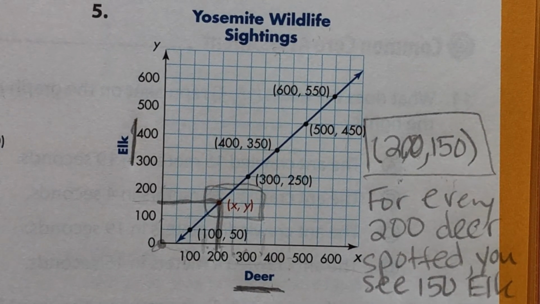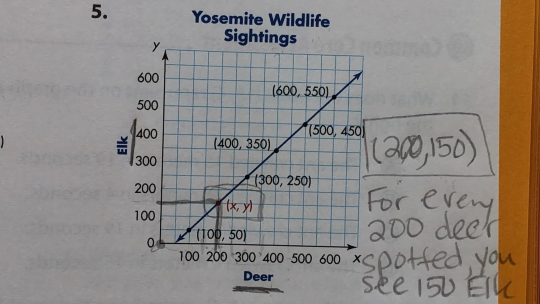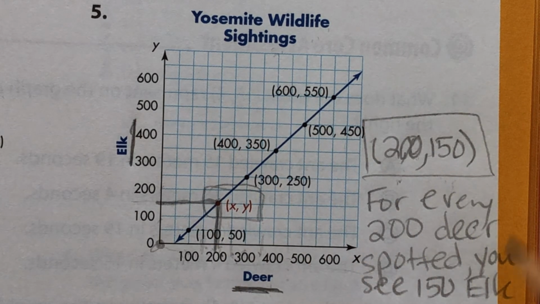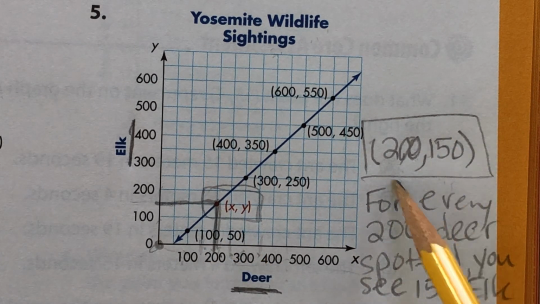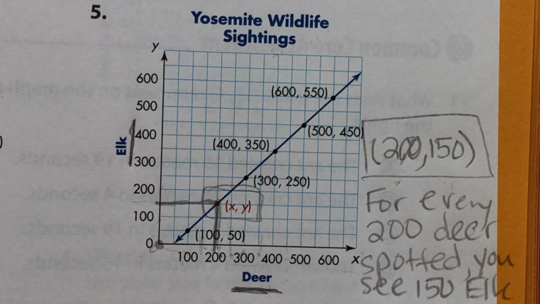If you said something like for every 200 deer, 150 elk, that is fine, all right? But basically all we're doing is seeing what the ordered pair is, finding the missing ordered pair, and then seeing what it stands for in the context of this problem.